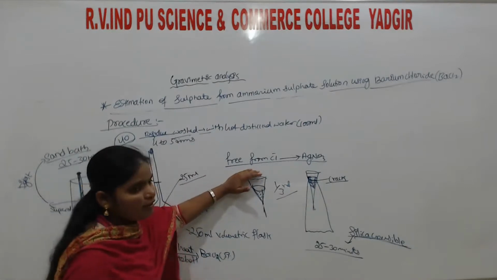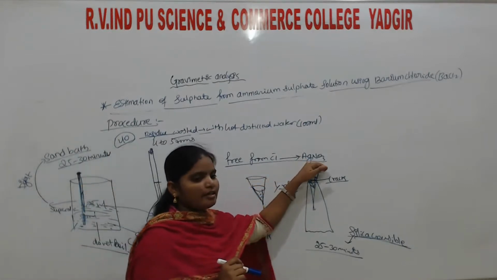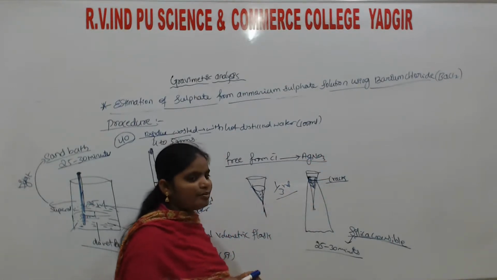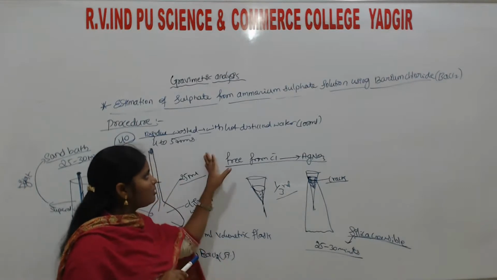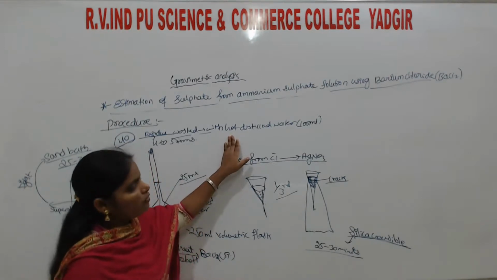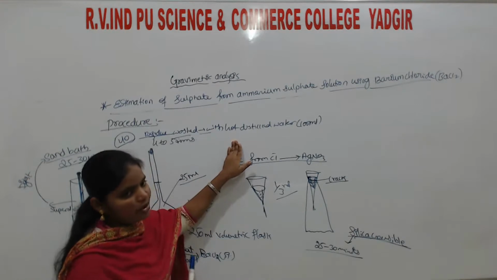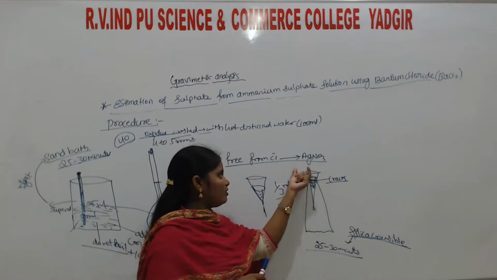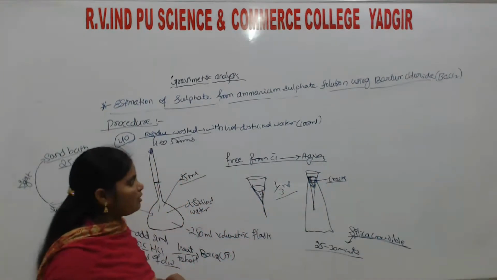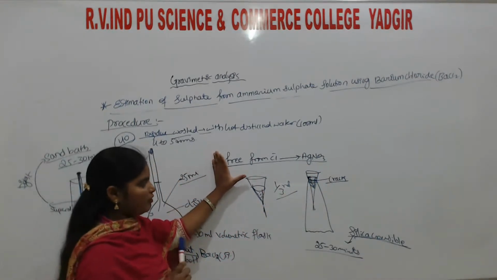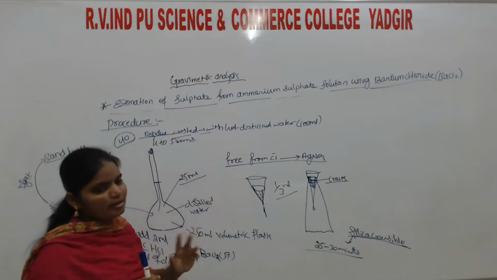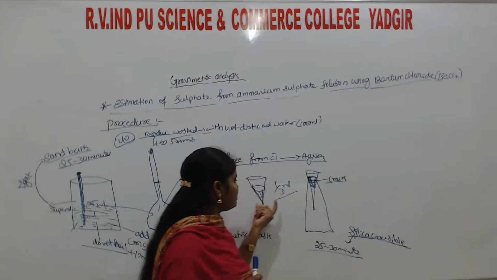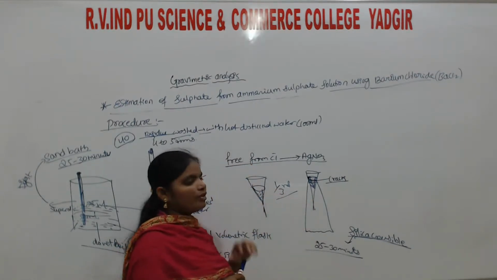When you check the last washing with silver nitrate and get a white precipitate, then repeat this washing and continue until a white precipitate is not formed. Then you stop the washing, take a filter paper funnel, and dry the filter paper along with the residue.